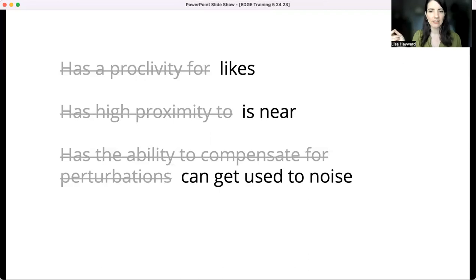Is near is fine. Can get used to noise, I don't like that one either. That one's problematic because there's a whole suite of physiological reactions that are implied by compensate when you're in my field that are not implied by getting used to something. I can accept that. I can take a hit to my accuracy because I have a different objective in this context. I'm trying to communicate in a way that's accessible.